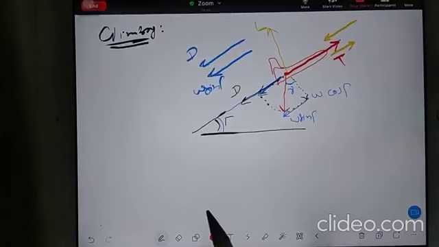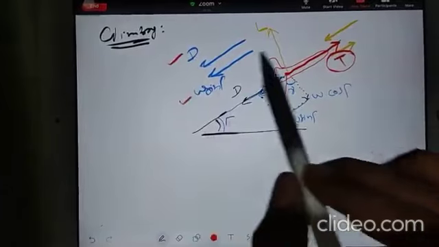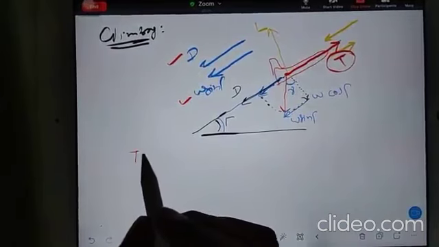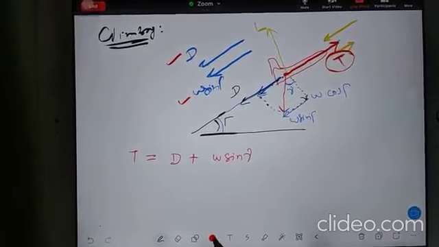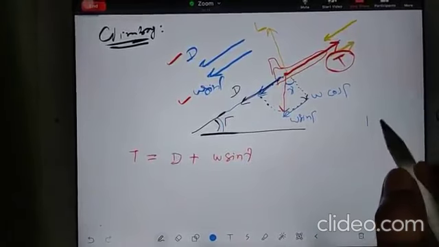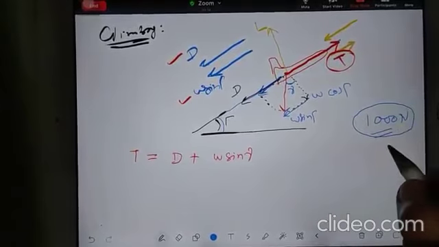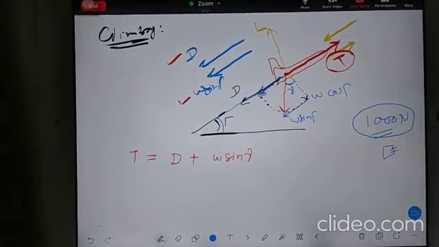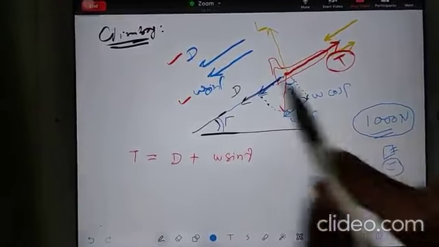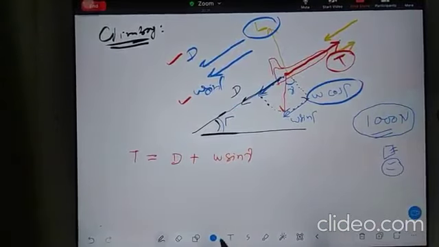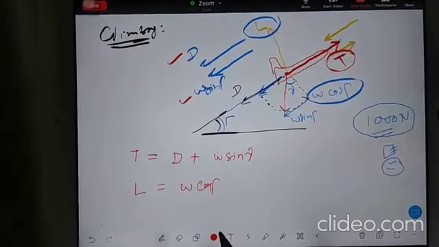Clearly you can understand. Now thrust is balancing two things, drag and W sin gamma. So your first equation is thrust equals drag plus W sin gamma. It means what? If the entire weight of the aircraft is 1000 Newton, then out of this 1000 Newton, some weight is balanced by the thrust. Only some weight is remaining, which is balanced by the lift. That is W cos gamma. So you have another equation, L is equal to W cos gamma.